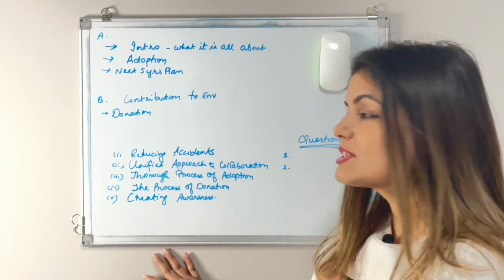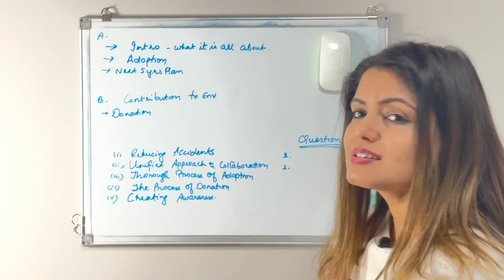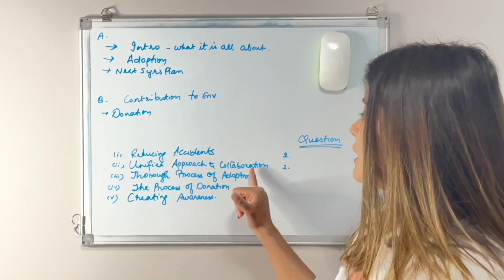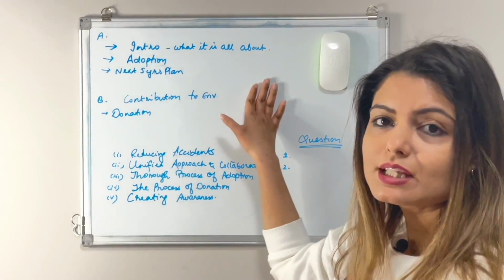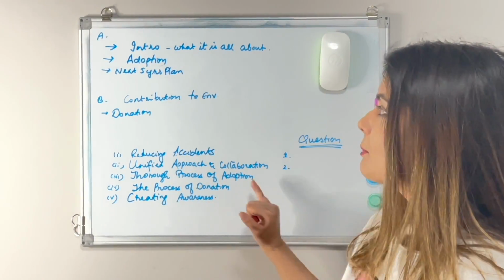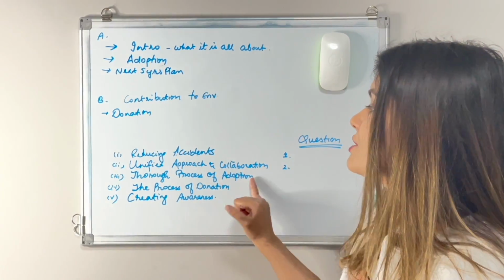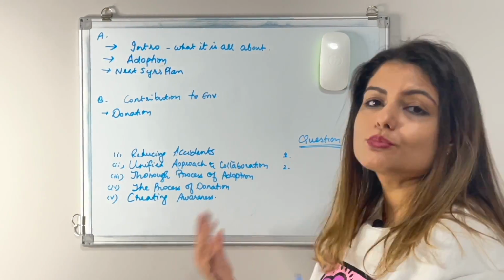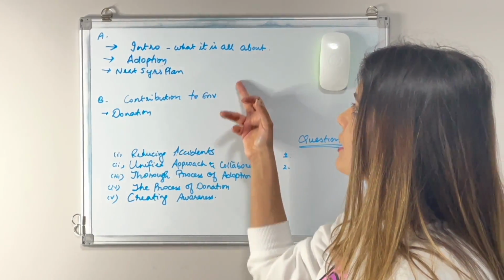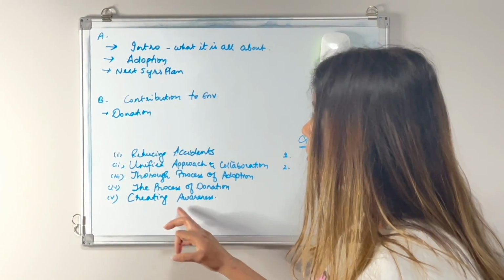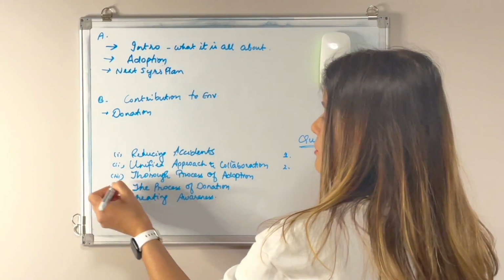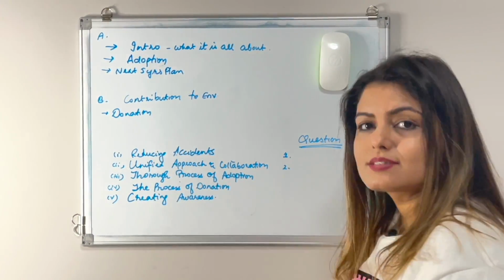So let's go through the different headings. First heading is reducing accidents. Well, it doesn't match any of these 3 things. Unified approach and collaboration, it doesn't mention anything about these 3 things. Thorough process of adoption, yes, it does mention the adoption process. So this looks like the correct answer, but just to be double sure, we are going to go through the other headings as well. The process of donation, it doesn't talk anything about donation in this paragraph. Then creating awareness, it doesn't talk about any awareness in this paragraph. So definitely the thorough process of adoption is the correct answer.